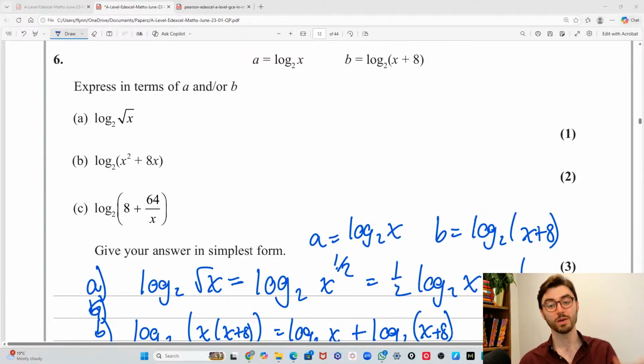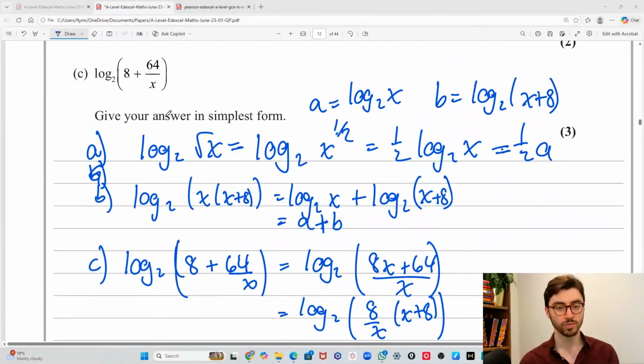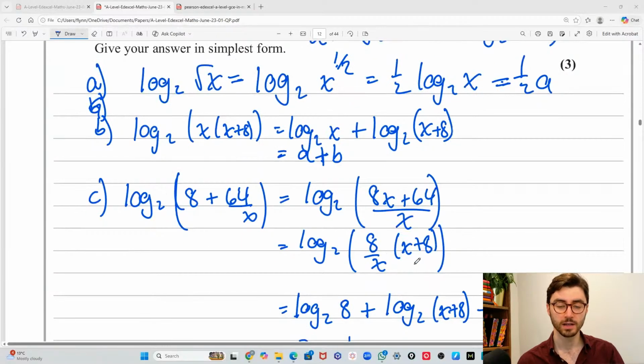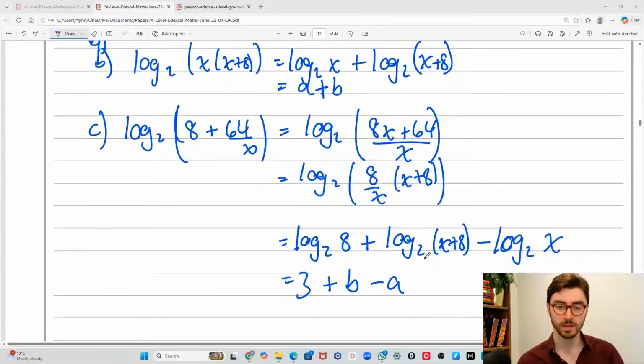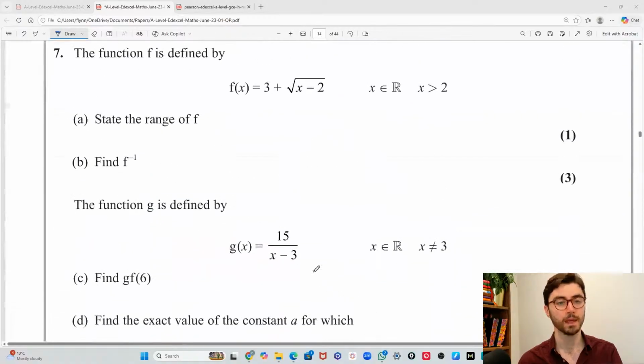Power law. So bringing the power out the front, half A. This is A plus B. This, I just really enjoyed how I did that. So bring it to a common fraction, common denominator. Take out an 8 over x. So that's log 8 plus b minus a, 3 minus a. Yeah, I like. So here, state the range. It's bigger than 3. Find the inverse.